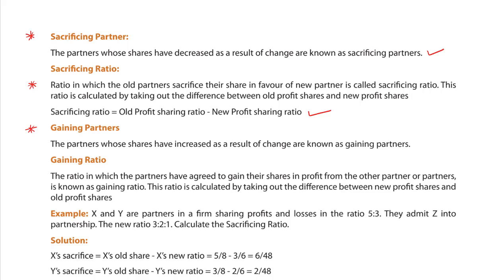Gaining partners. The partners whose share has increased as a result of the change are known as gaining partners. Gaining ratio. The ratio in which the partners have agreed to gain their shares in profit from the other partner or partners is known as the gaining ratio. This ratio is calculated by taking out the difference between the new profit shares and old profit shares.